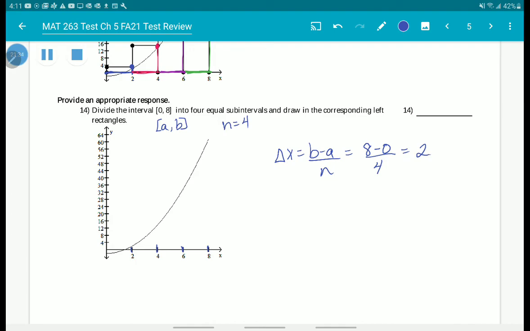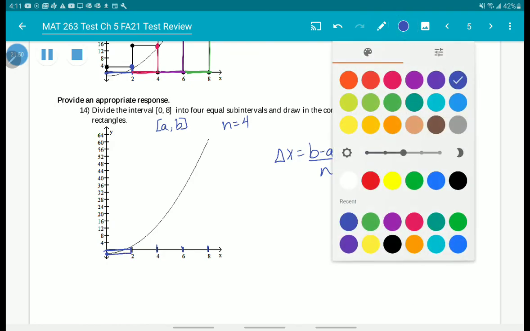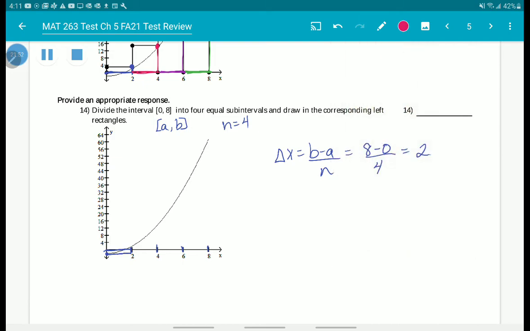I am drawing left rectangles, so I want to touch the left-hand side. So this first interval is from 0 to 2. Here's the left, and I'm just going to draw that rectangle over. My next rectangle, and I'll do it in a different color so you can see it better, I'm looking at the interval from 2 to 4. 2 is my left-hand point. I go up to the graph and I draw my rectangle.